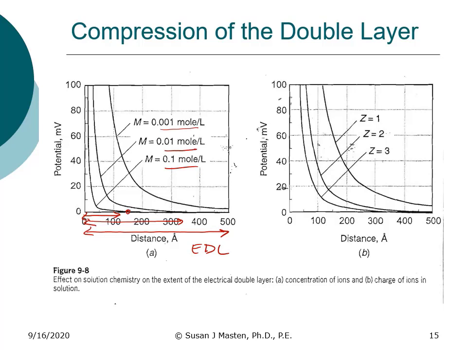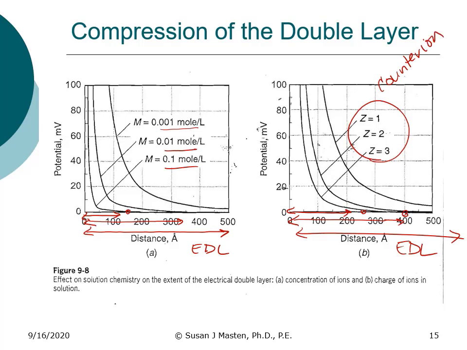And here we look at charge. So you can see if the charge is 1, the thickness of our electric double layer is quite thick. If we increase the charge to 2, so this is the charge of our counter ion, then that decreases the electric double layer, and then we can further decrease it by increasing the charge to 3. So again, this is the charge of your counter ion.